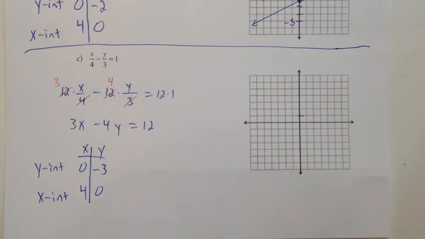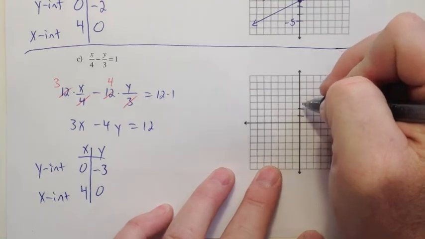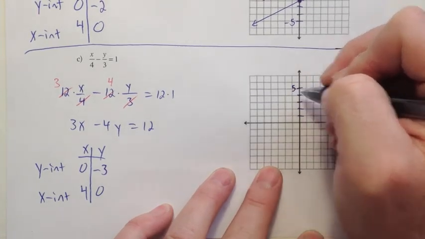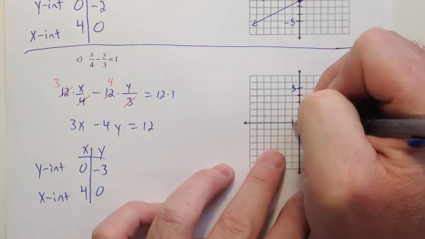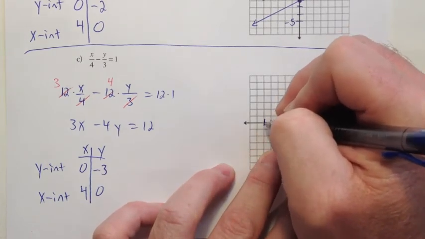Alright, so let's go ahead and finish this off with a graph. We'll throw the scale on there. And again, all of our numbers are nice and small, so we get to use those ones again.